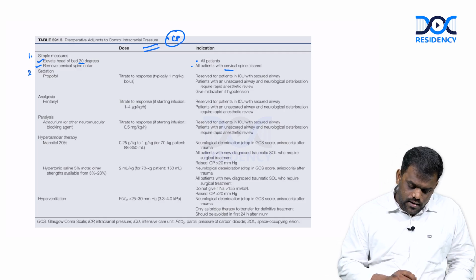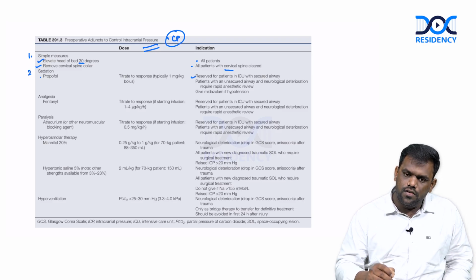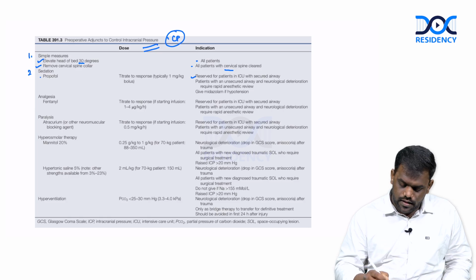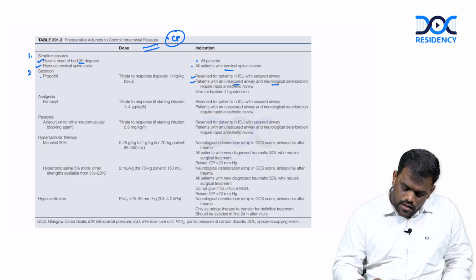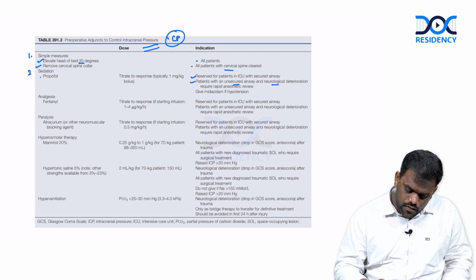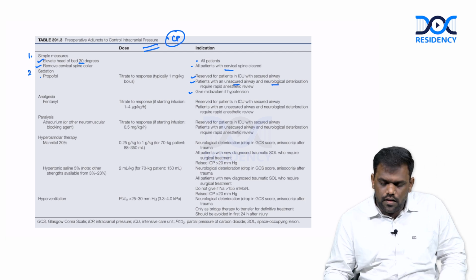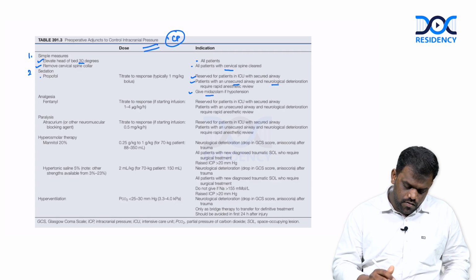Number two is sedation. Sedate the patient using propofol. Propofol is reserved for patients in ICU with a secured airway. Patients with an unsecured airway and neurological deterioration require rapid anesthetic review. Suppose hypotension develops, use midazolam.